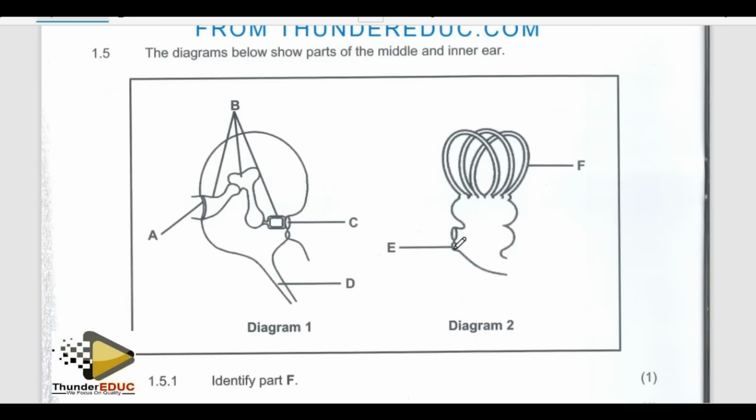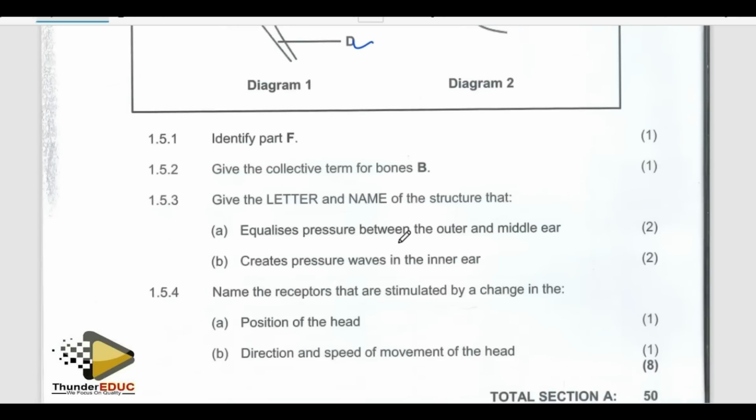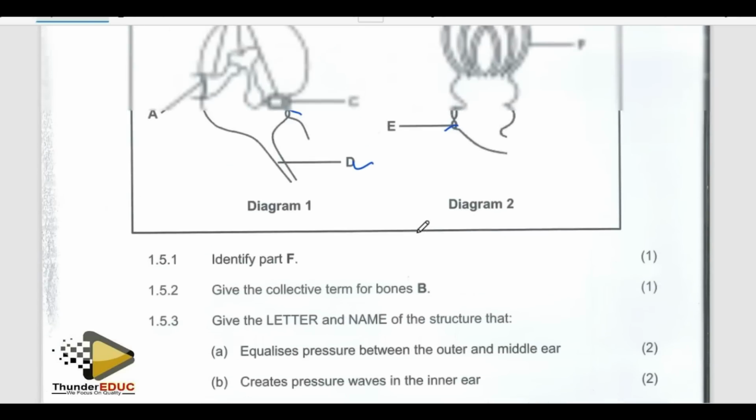Then what is E? E is this one. It's the same as this one. They just separate them. The inner ear, the middle ear, and then the outer ear is that side. So E is the round window. What is D? D is the Eustachian tube. What is F? F is the semicircular canals. All right, let's start now.